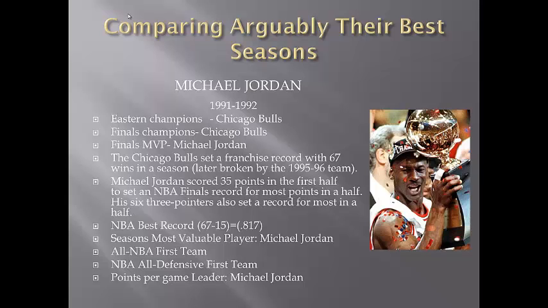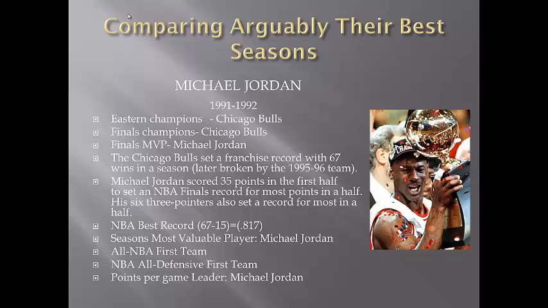As for Michael Jordan, people refer to him as the GOAT, the greatest of all time. His, I think, arguably best season was the 91-92 season. As you can see, the Bulls were the Eastern champions. They were also the Finals champions. Once again, just like Kobe, Michael Jordan was the Finals MVP.